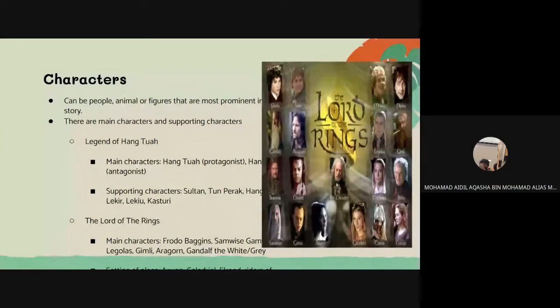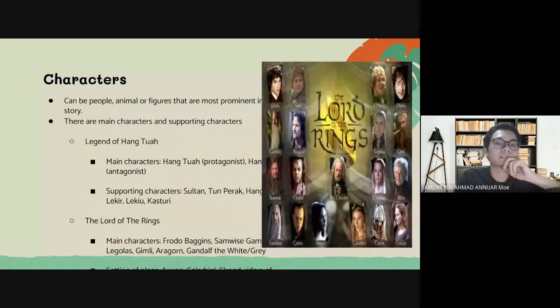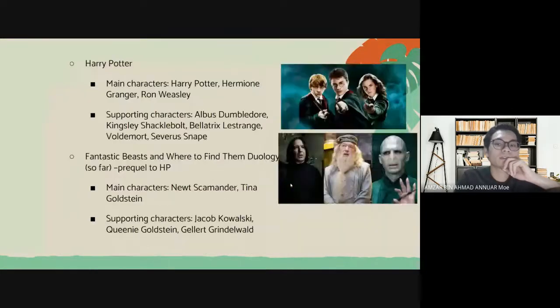Misalnya juga ke? Dia sama sahaja. Okay, alamak.